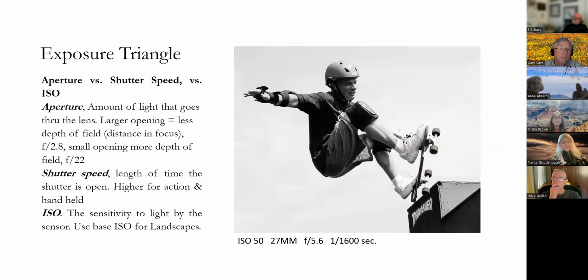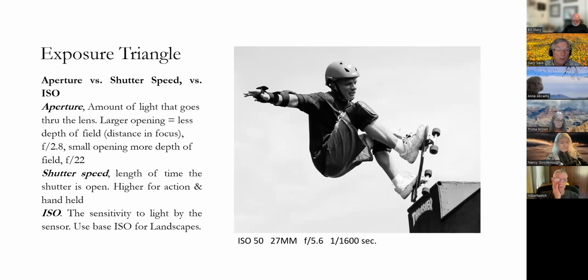Exposure triangle. Aperture versus shutter speed versus ISO. Aperture, amount of light that goes through the lens. Larger opening equals less depth of field, which is distance in focus. Example, f2.8. Small openings, more depth of field. Example, f22. Shutter speed. Length of time the shutter is open, higher for action and handheld. ISO, the sensitivity to light by the sensor.